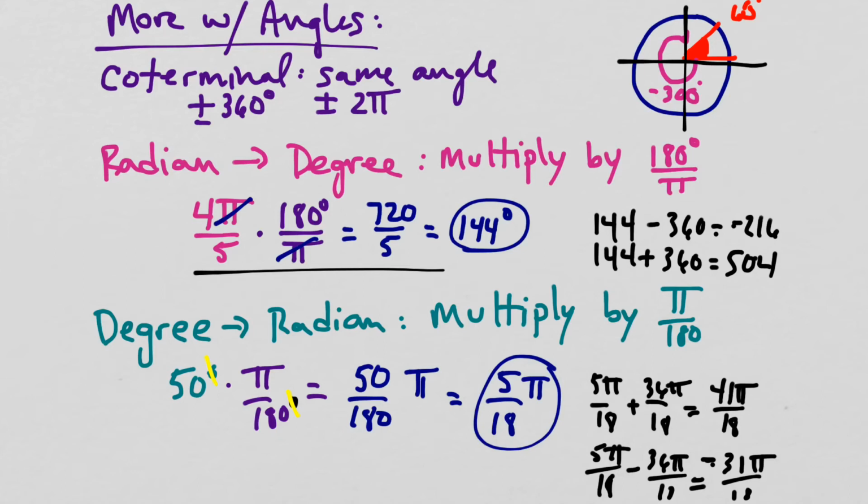But understand what coterminal means, especially if you're given an angle that's really, really large. You may want to shrink it down into something between 0 and 360 degrees or between 0 and 2 pi, just so that it's more relevant to one trip around that circle. So that's radian to degree and degree to radian.